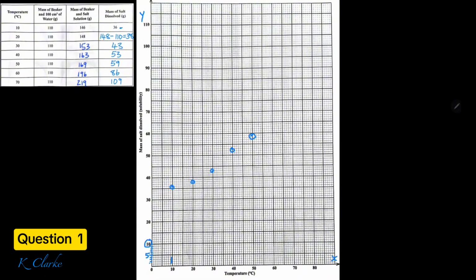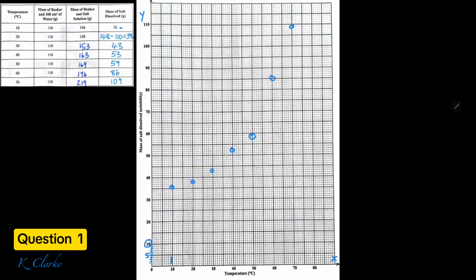At 60 degrees Celsius, that's 86 grams. 86 grams, which is right there. Circle it. And the last one at 70 degrees Celsius, 109 grams. So find 70 on the x-axis, 70 degrees, go up that line until you reach 109 grams, which is right below the 110. Put a dot, circle it.